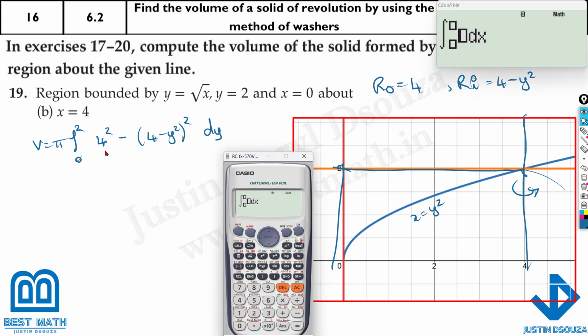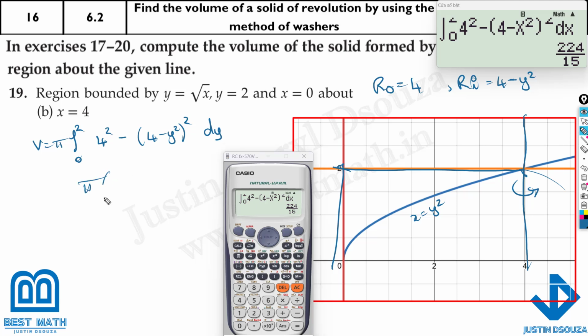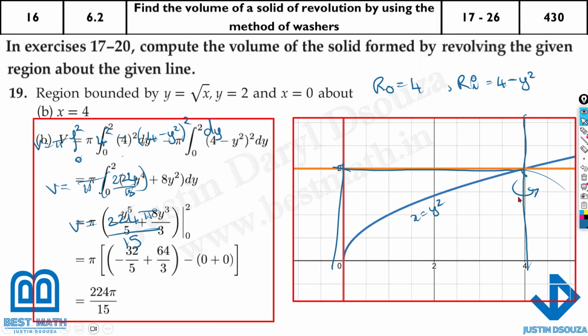Here the integral, you can do part by part. I'm just going to do it all together. 4 squared minus, open the bracket, 4 minus x squared, close the bracket and square it up. And here we go, it'll be 0 to 2. That is the answer. It's 224 multiplied by pi by 15, and then write it as 224 pi by 15. So that will be the final answer. So here, 224 pi by 15.